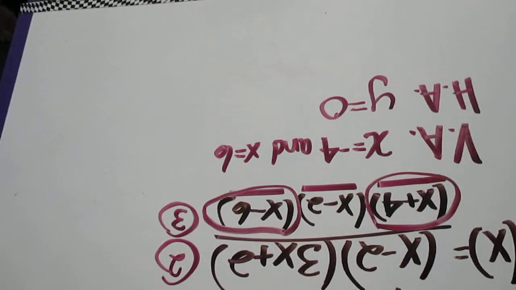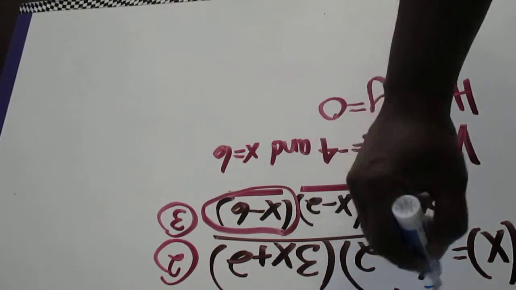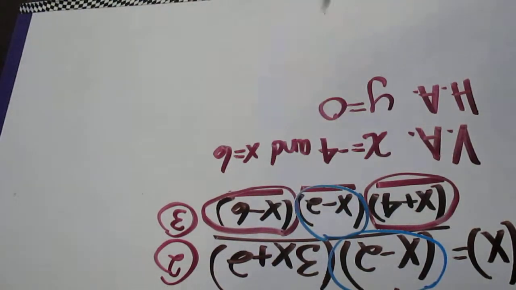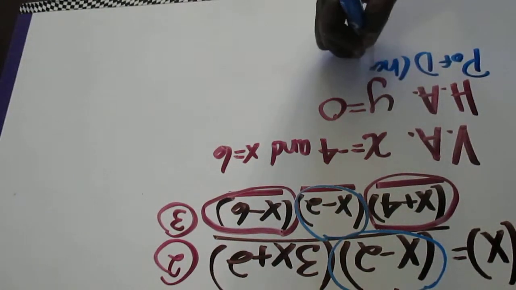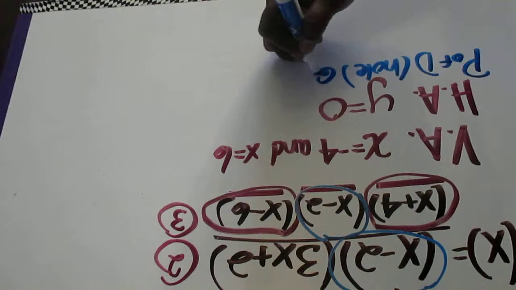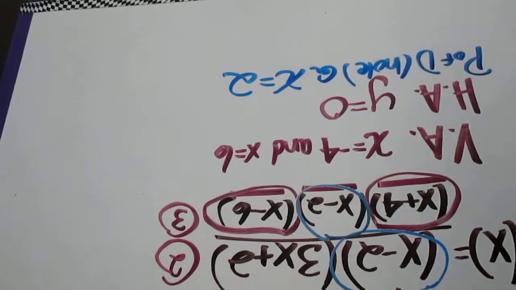Okay? Second part says, determine if there are any points of discontinuity. We also call points of discontinuity holes or removable discontinuity. So in this case, it's when a factor appears in the numerator and the denominator. So in this case, we have x minus 2 in the numerator and the denominator. Therefore, there is a point of discontinuity, or what we call a hole, at x equals 2. Meaning the function is not continuous there. Okay?